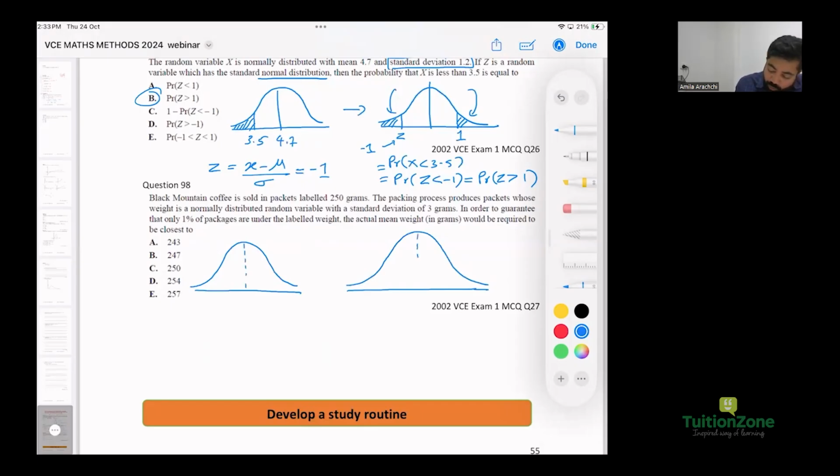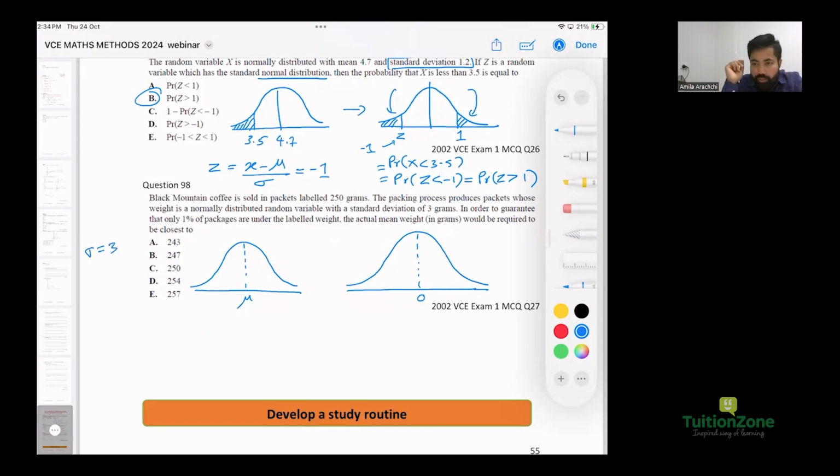So in this question, do you know what's the mean value? Asking the mean, isn't it? This is 0. Then how do you label it? It says the Black Mountain coffee is sold in packets of 250 grams. That's fine. And that's the label, 250. Standard deviation is given. I'll write it here, which is 3.